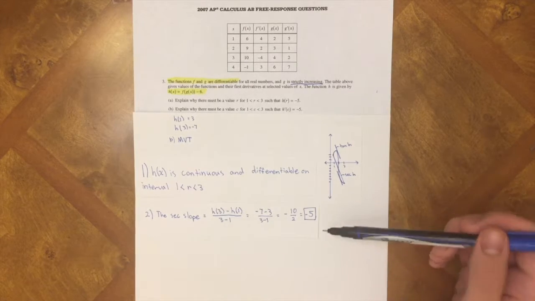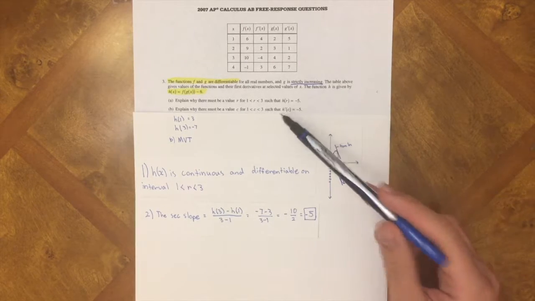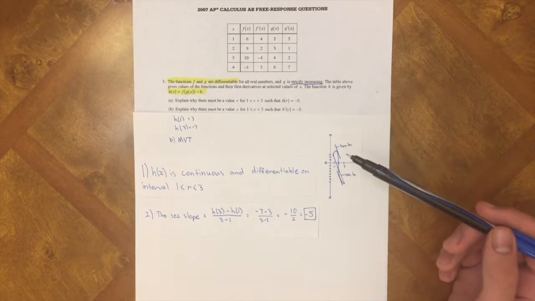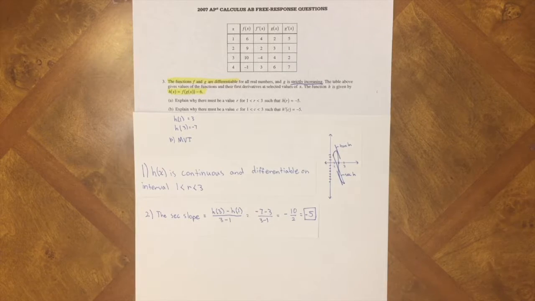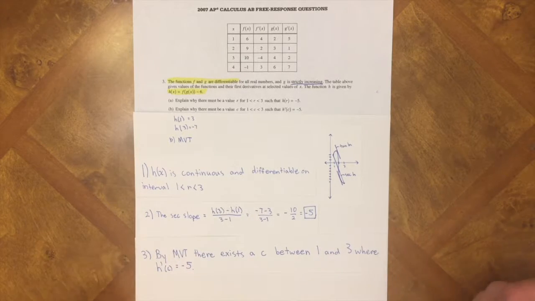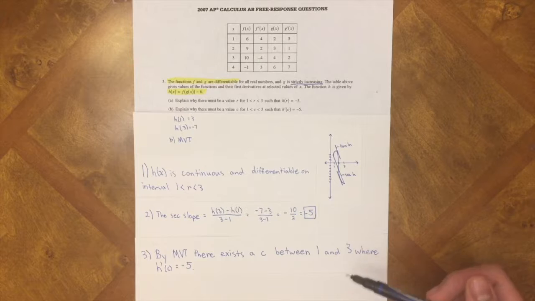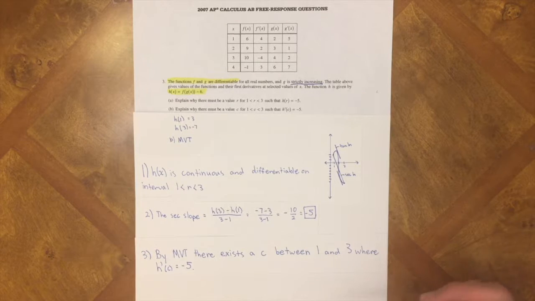And we must prove that there's some tangent line, which is basically h prime of c, the tangent line slope, that's equal to negative 5. And the way we state this for the College Board is, by MVT, like what we did for IVT, there exists a c between 1 and 3 where h prime of c is equal to negative 5. And that's all we have to do to conclude.